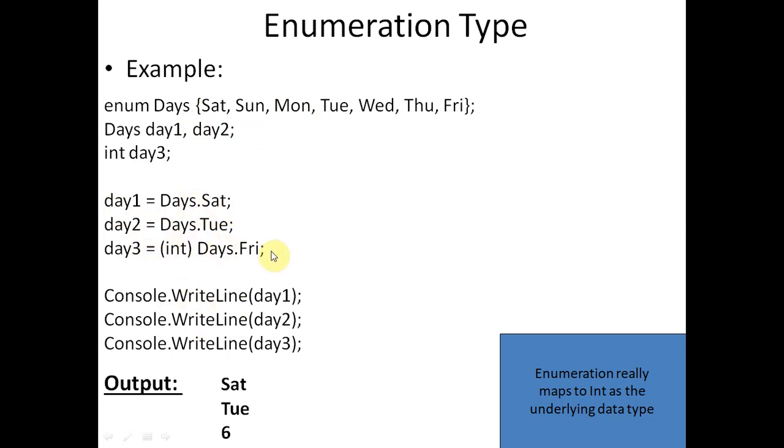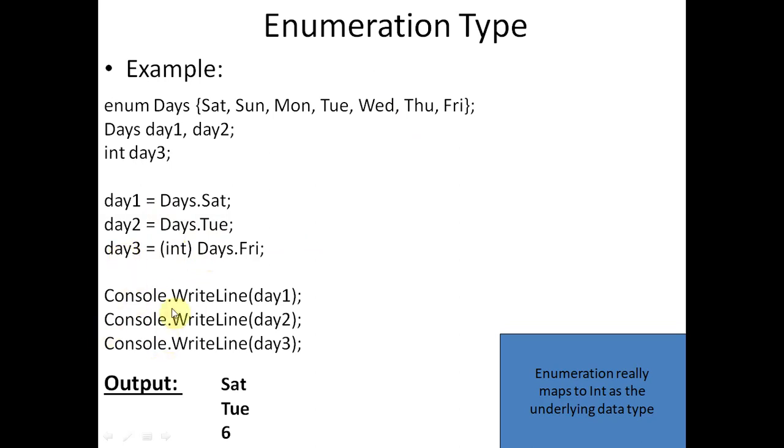And here Days.Friday, because Days.Saturday means Saturday, it will return Saturday on day 1, because day 1 is the object of the Days, so directly it will return Saturday on day 1, and Tuesday on day 2. Why in this case are we typecasting here? Days.Friday means it is 1, 2, 3, 4, 5, 6, 7. Suppose it is started from 0, then it is 6. So for Days.Friday we are writing typecasting here, so it will convert it into an integer, meaning the 6 value will be transferred to day 3.